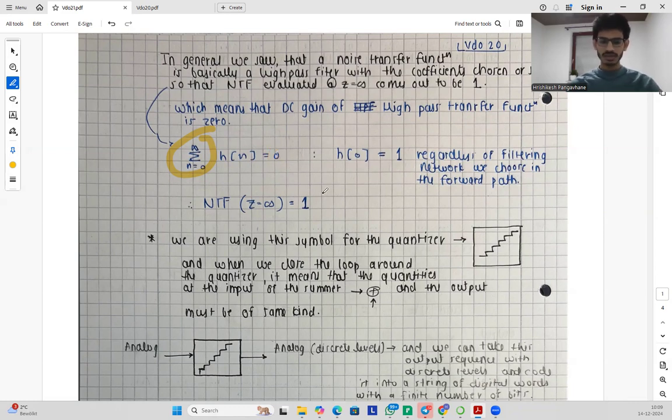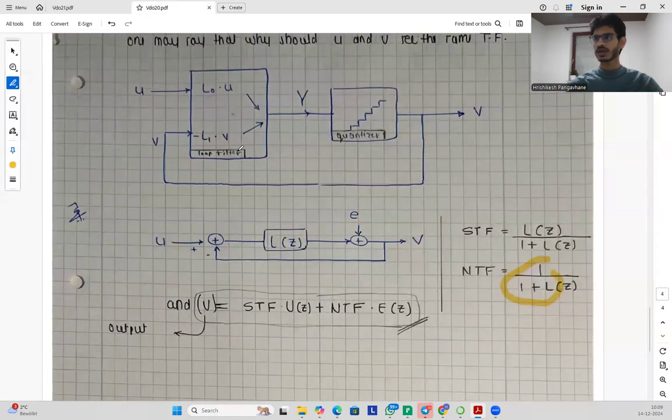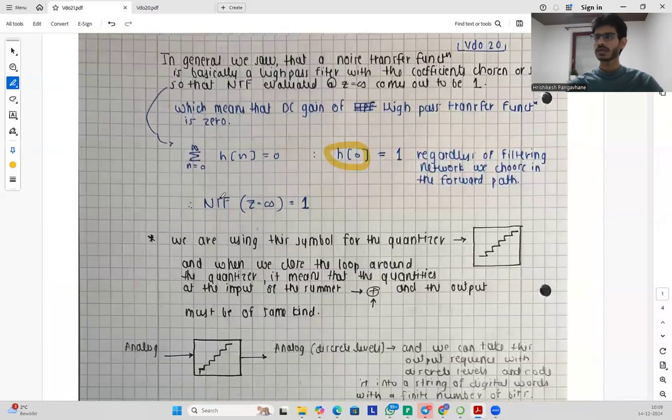And we also saw the impulse response, and we said that h of 0, regardless of whatever filtering network we choose in the forward path, so regardless of that, this was our loop filter. Whatever network we choose over here in our forward path, our h of 0 should be 1. And this is what this statement means, that NTF evaluated at z equals infinity should be 1.